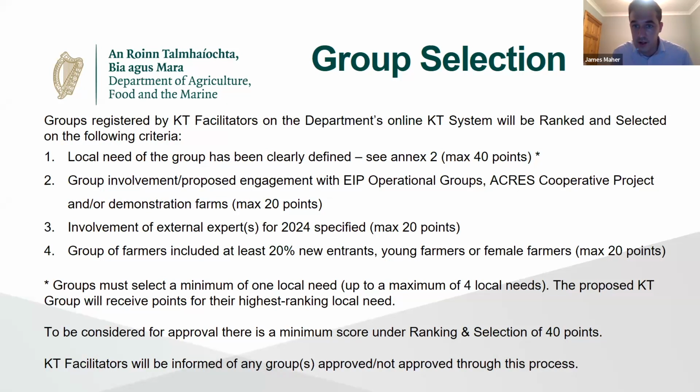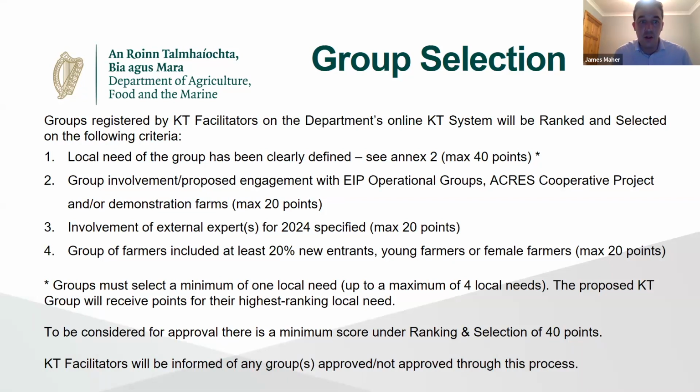Like I said earlier, that's set out in Annex 2 of the terms and conditions, and we'll spend more time in the later presentations and in the Q&A looking at the local need. The second criteria is the group involvement or proposed engagement with the EIP operational groups, with the Acres Cooperative Project and our demonstration farms, and that attracts 20 points in terms of the scoring. The third criteria is involvement of the external expert for 2024 and whether that has been specified, and that will also have a max of 20 points.